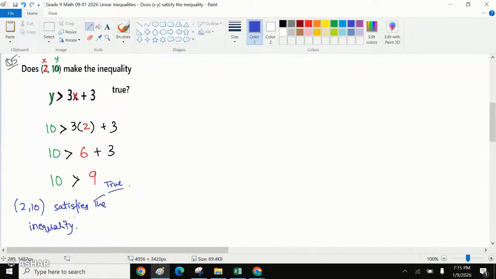That means it is true. That means this point lies on this inequality. Or if we replace the inequality sign with an equation, that means this point will lie on this line or within this range of this line, okay? Whenever we have inequalities, greater than or less than, that means we are shading some regions.